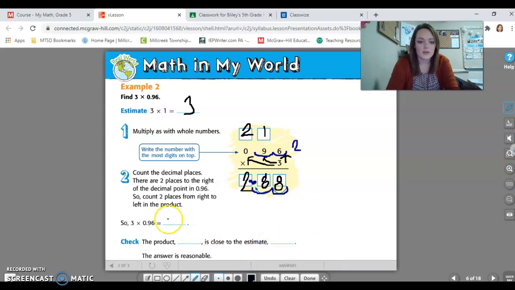So my answer is 3 times 96 hundredths is 2 and 88 hundredths. We can check my product by looking at my estimated number. The product, or our answer, 2 and 88 hundredths is very close to the estimate of 3. So we can check for reasonableness, our answer works.